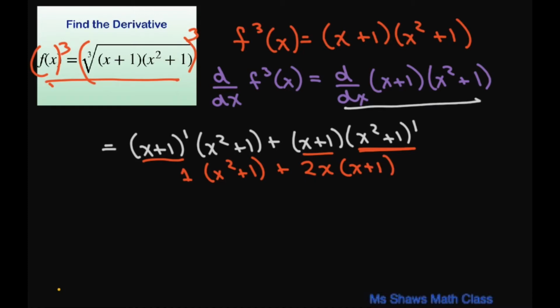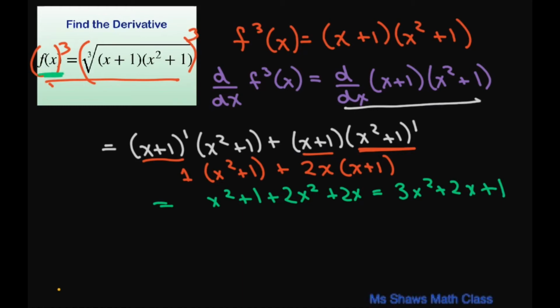All right, let's simplify all this. This is going to give us x squared plus 1 plus 2x squared plus 2x, which equals 3x squared plus 2x plus 1. So that part was easy. And again, we had this here.